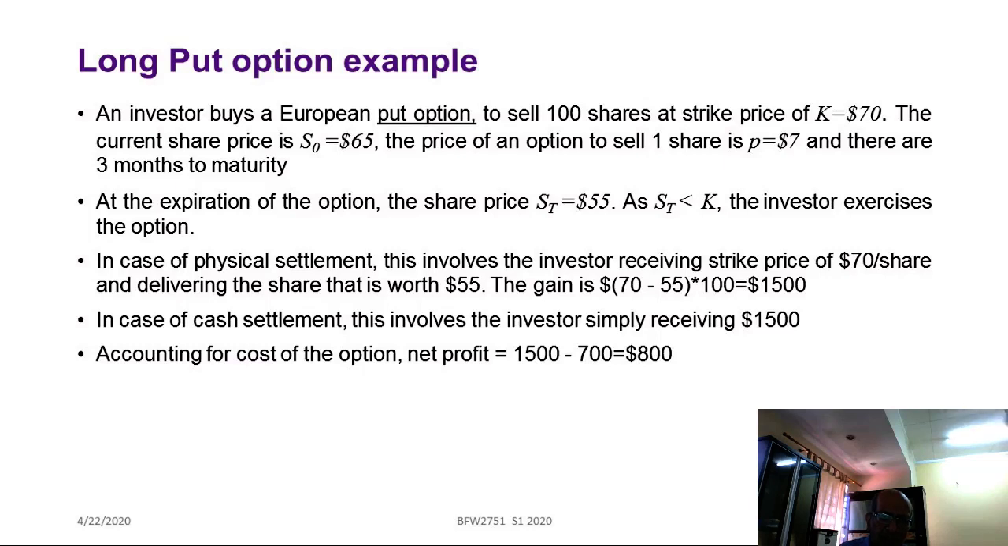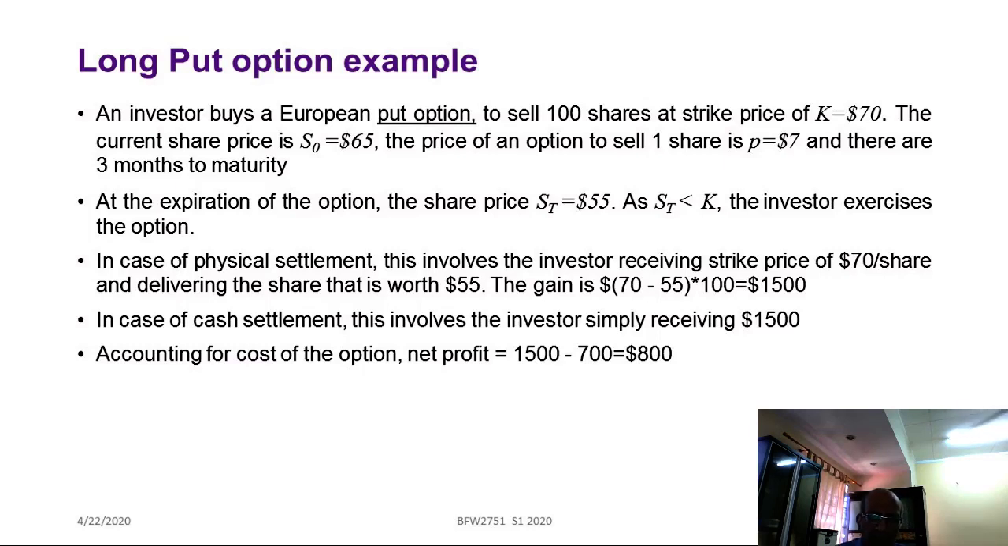The price of an option to sell one share, small p, the premium, is the cost for a put, which is $7. And there are 3 months to maturity. Now the share price is 65. You are holding the shares. You are trying to sell it at 70, thinking that it may fall below 65.